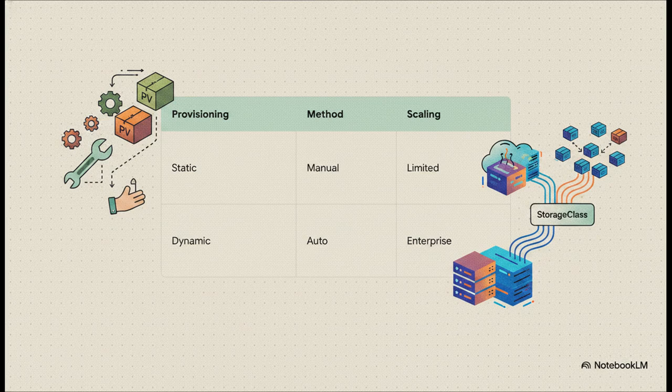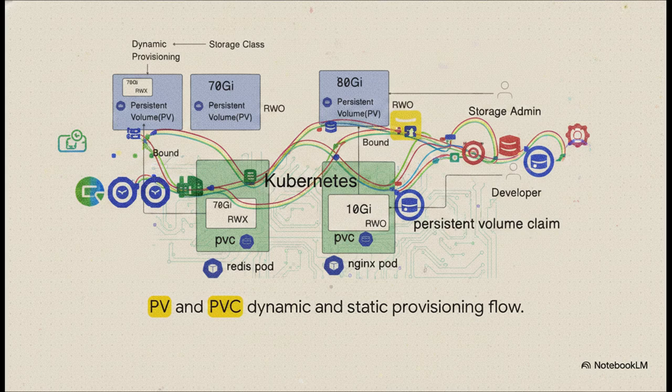Dynamic provisioning, on the other hand, is where real enterprise scale happens. It uses a really clever feature called a storage class to automatically provision storage on the fly, the exact moment an application requests it. Game changer, right? But whether it's dynamic or static, the developer's workflow is exactly the same.